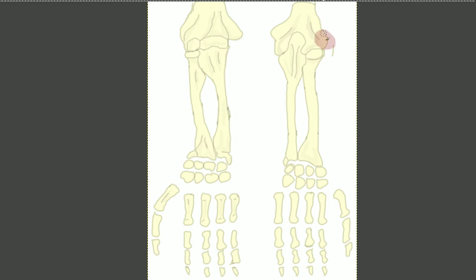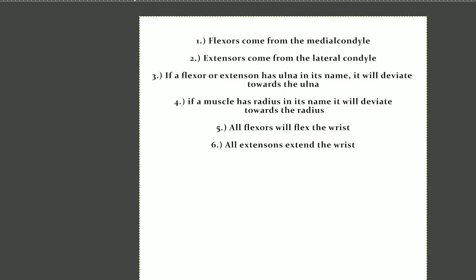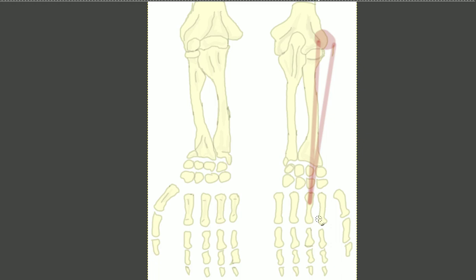So we have Extensor Carpi Radialis Longus and Brevis, but we're just going to coin them together. And so these muscles will come out to the second and third finger here. So we'll just come out to the third there. So we can see based off of this orientation, let's again come to our key facts. If a muscle has radialis in its name, it will deviate towards the radius. We should also understand that to deviate towards the radius, our insertion point needs to be closer to the radius. As we can see here, this is closer to the radial side of the hand.